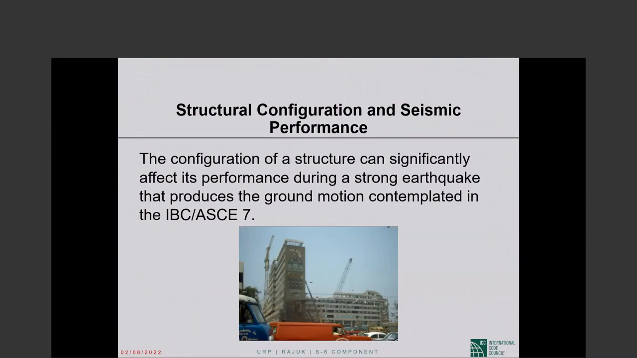The configuration of a structure can significantly affect its performance during a strong earthquake that produces the ground motion contemplated in the IBC and ACI 318, same as BNBC 2020. The picture shows the Ministry of Transportation and Telecommunication, Mexico City. I showed you the picture the other day. This was in the wrong height range, so it was kind of resonant response, but the L shape of the building did not help. That meant a lot of torsion, which always hurts.